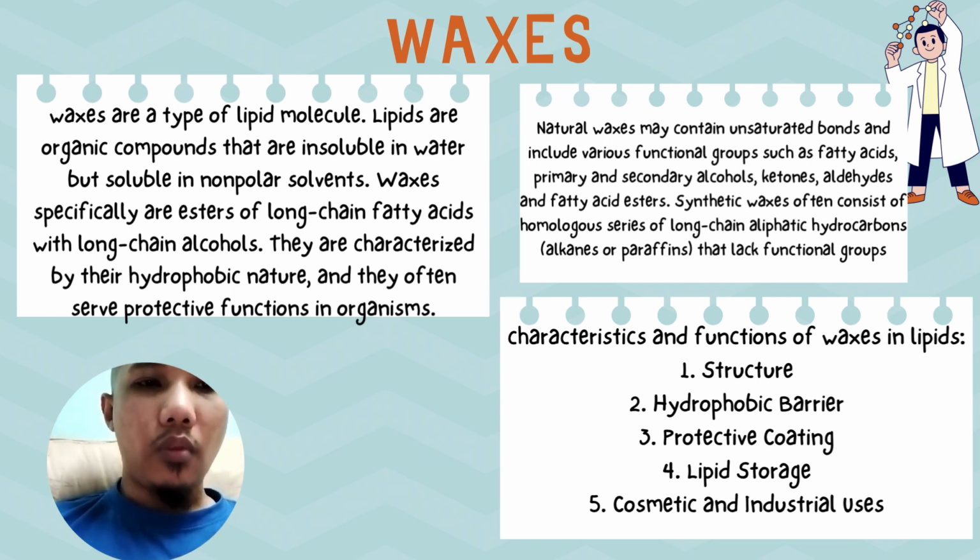desiccation. Protective coating. Wax are commonly found in protective coatings of leaves, fruits, and some animal surfaces. For example, the waxy coating on leaves can help reduce water loss through transpiration. Lipid storage. In certain organisms, wax may be involved in lipid storage. They can serve as a reserve of energy similar to other lipid molecules like triglyceride.